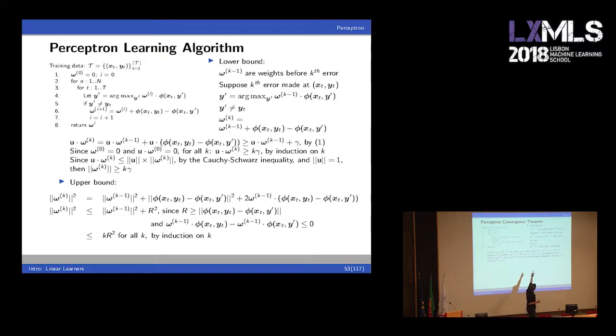Now what we do is we multiply the left-hand side and the right-hand side by our weight vector u. This is what we have here.